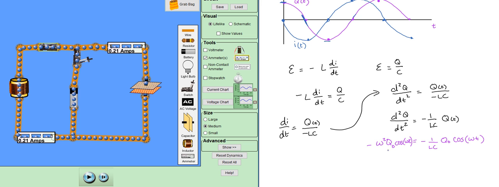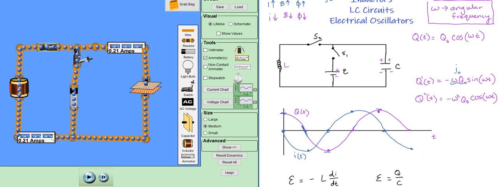Okay, so at this point what we see here is we have a q naught cosine omega t on both sides. I'm going to factor out that function and have negative omega squared is equal to negative 1 over LC. So the negative can factor out, and we see here that omega is equal to, if I take the square root of both sides, 1 over root LC. And that's how we get the angular frequency of an LC circuit.